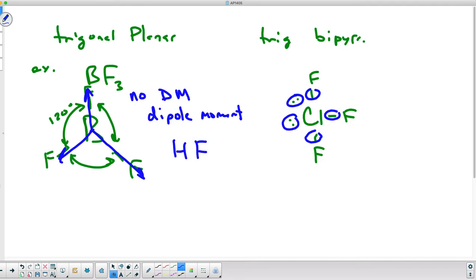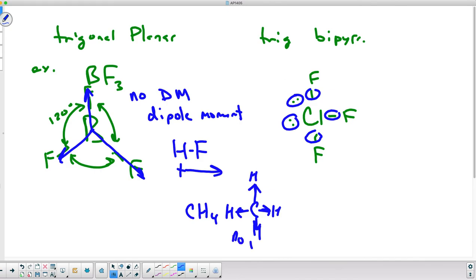Something like HF would of course have a dipole moment. It would be positive at one end and pull towards the negative. So the dipole moment for HF would look like this. The dipole moment for something else, like maybe CH4, where it's C with H, H, H, except this is a tetrahedral. If they're all pulling in the same direction like this, then there is no dipole moment for these things that are symmetrical. Trigonal planar is symmetrical.